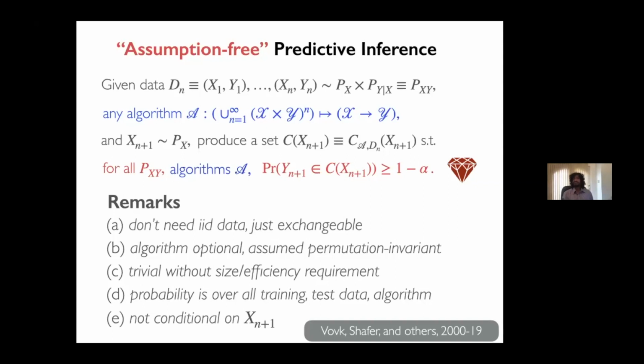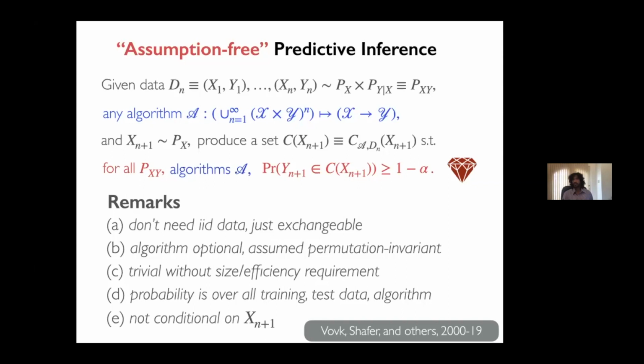An obvious point is that this statement is trivial without a size or efficiency requirement. I can always let C of x_{n+1} be the whole space Y, and then this probability is equal to 1. So this is always true. Intuitively, what we're going for is to find small sets C such that this still holds. In fact, we will want to construct things where this probability is equal to 1 minus alpha. So we will hope for not overcovering, and we'll show that we can achieve that quite reasonably.